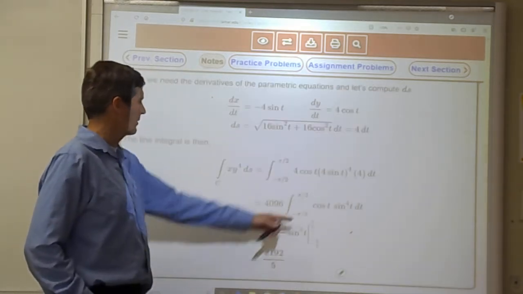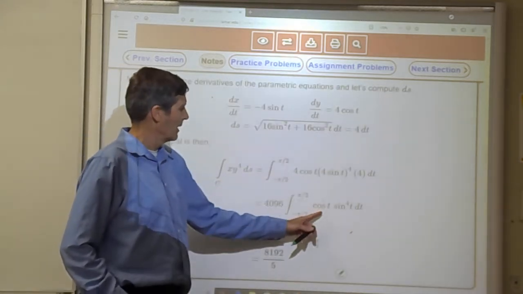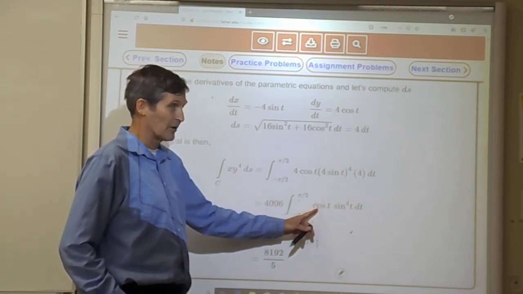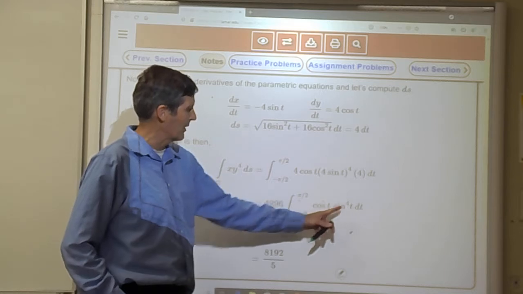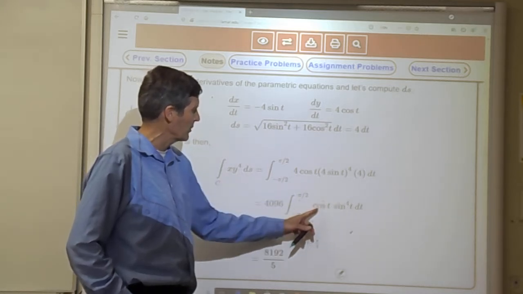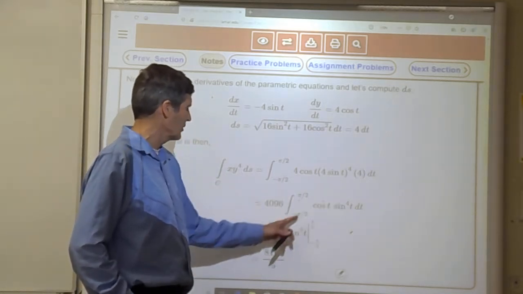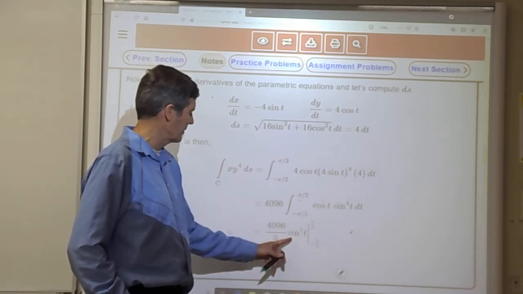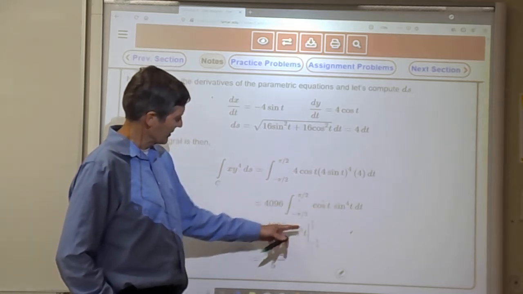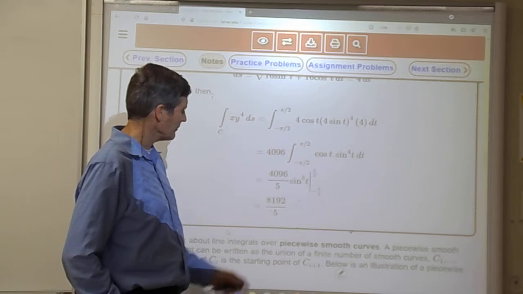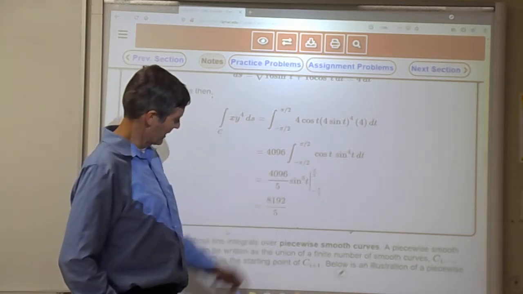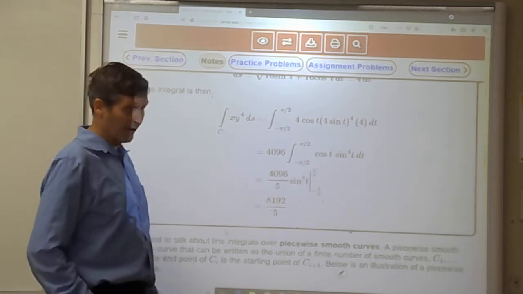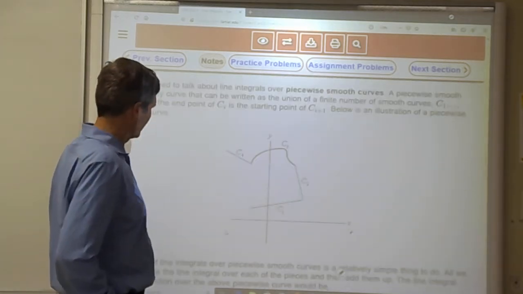When we do that integral, right, this one you can do, since cosine is an odd power, remember this from calculus 2, you can substitute u equals sine t, and this becomes u to the fourth, and cosine t dt is du. So we have the integral of u to the fourth du is u to the fifth over 5, where u is sine t, and this integrates then to 8,192 over 5. There's the evaluation of a line integral. Hopefully that looks familiar.